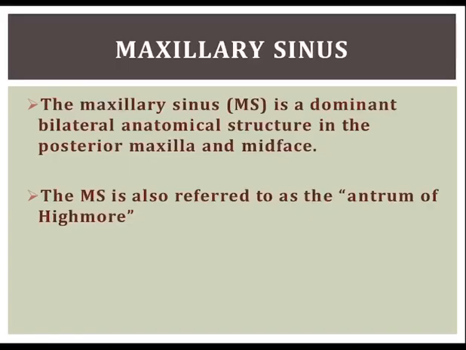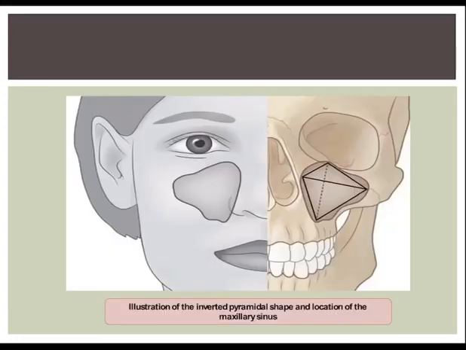Maxillary sinus. The maxillary sinus is a dominant bilateral anatomical structure in the posterior maxilla and the midface. It is larger than the other sinuses and is referred to as the antrum of Highmore, because antrum means a cavity or hollow space, especially found in bone. This is an illustration of the inverted pyramidal shape and the location of the maxillary sinus, which is lodged inside the body of the maxilla.